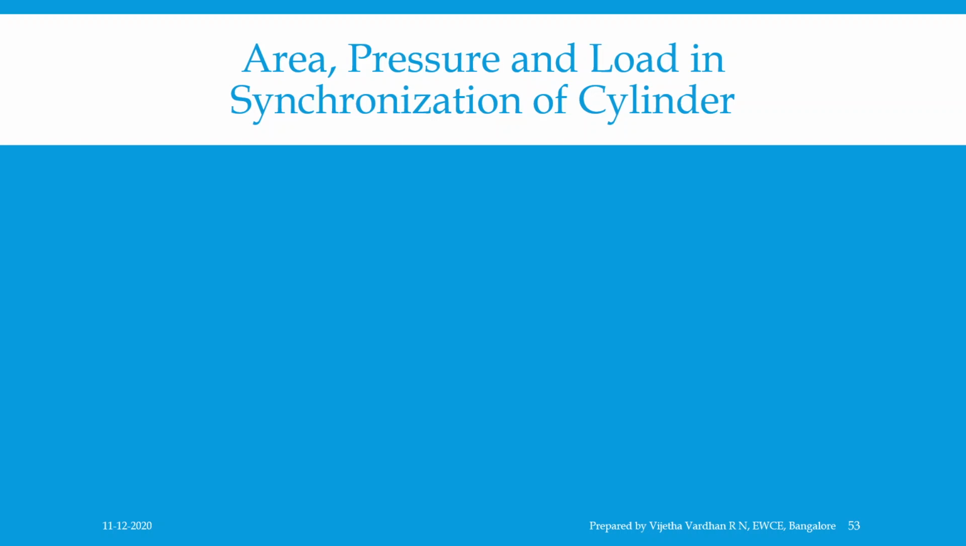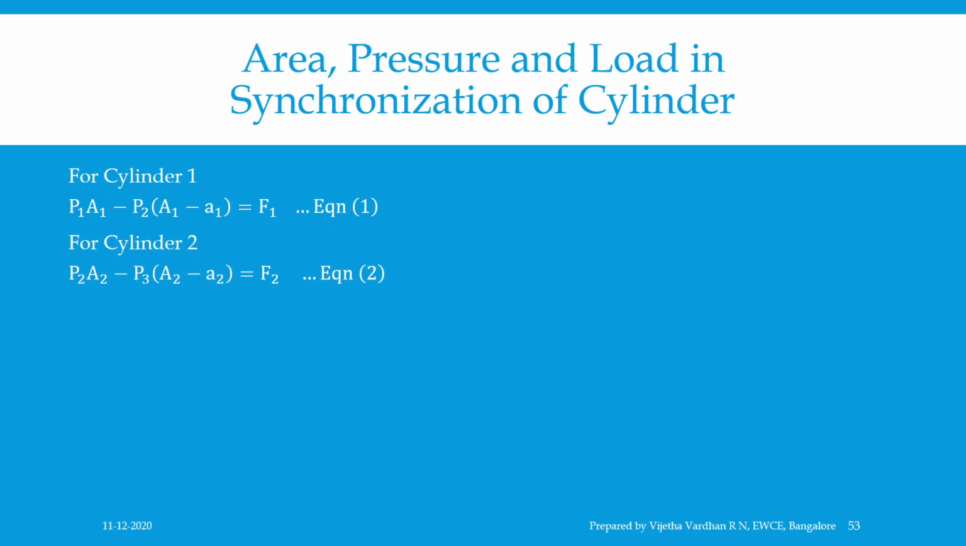In such conditions, for cylinder 1 we can write the expression P1A1 minus P2 into the effective area, that is A1 minus a1, equal to F1, which is equation 1. And in the same fashion for cylinder 2 we can write the expression P2A2 minus P3 into the effective area A2 minus a2, which is equal to F2.